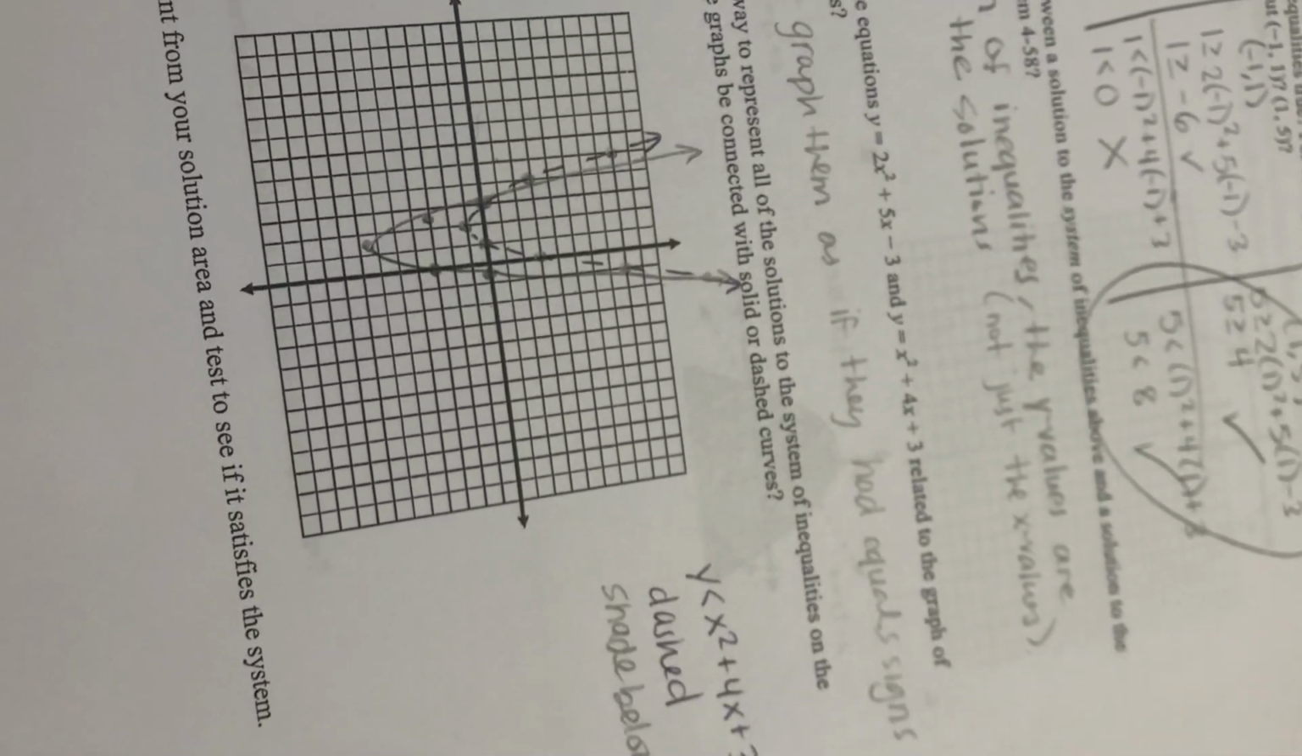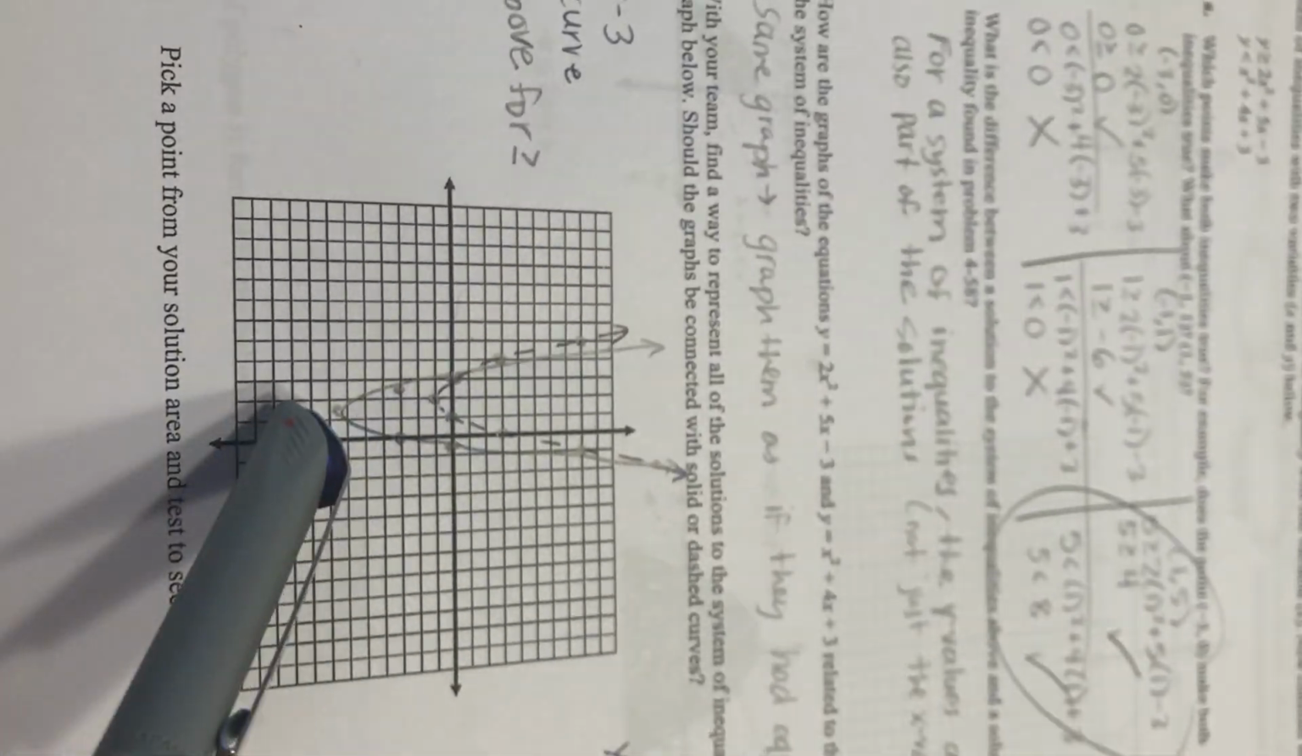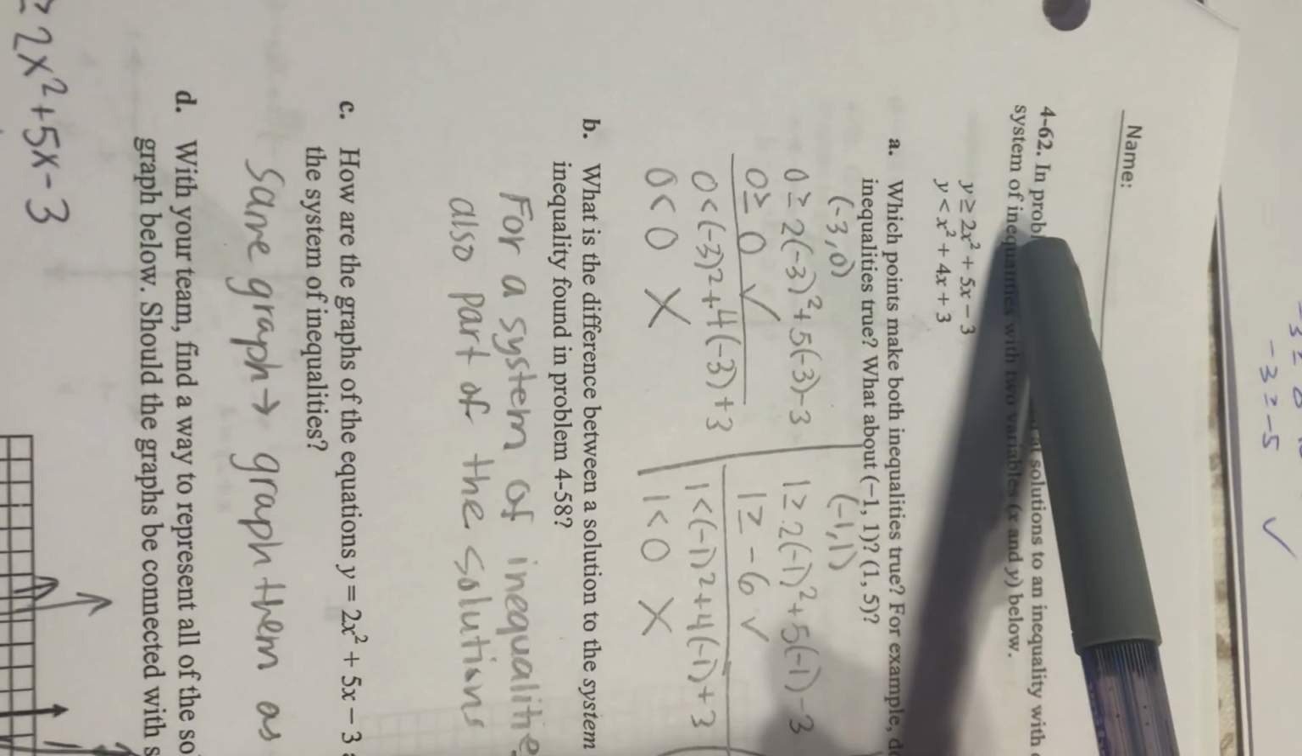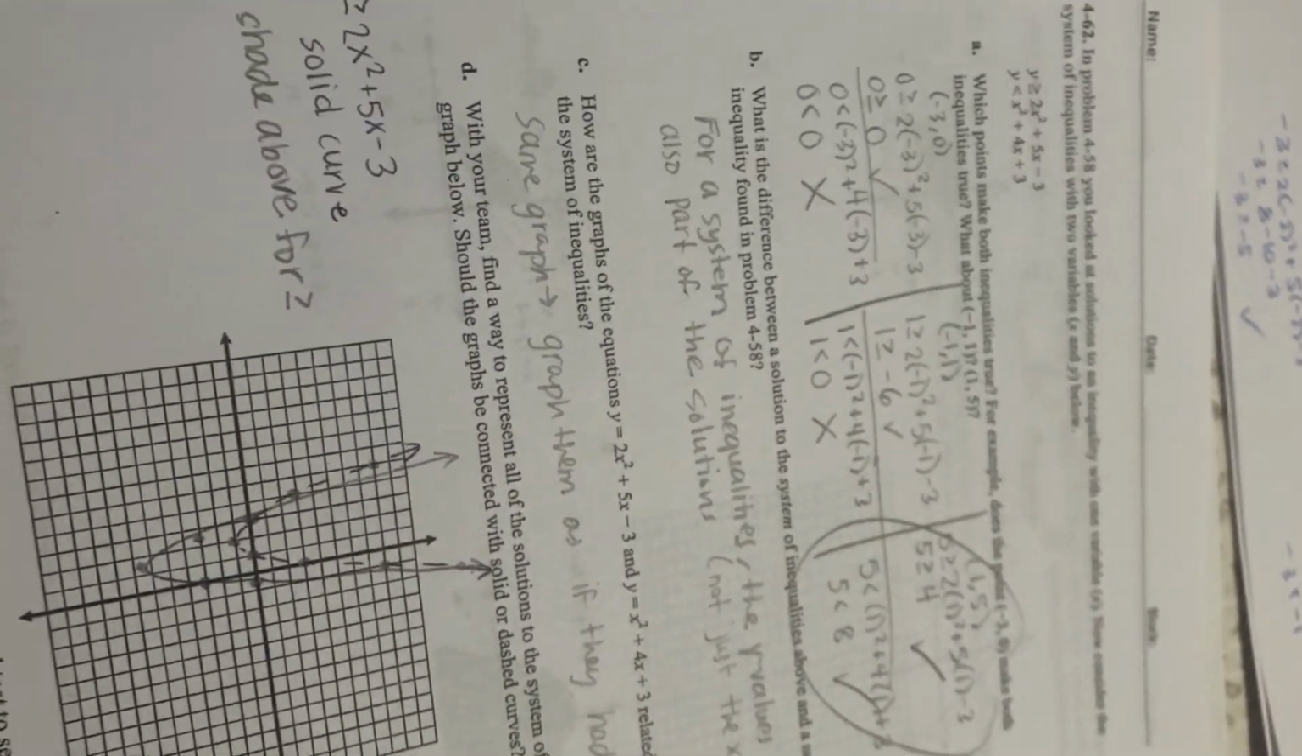If you want to shade with 2 different colors, that's perfectly fine with me, but I'm just going to find the overlap right off the bat. So when you do your shading, your solutions are just going to be where they overlap, because where they overlap is going to be the coordinates that satisfy both of the inequalities and not just one, it has to satisfy both.